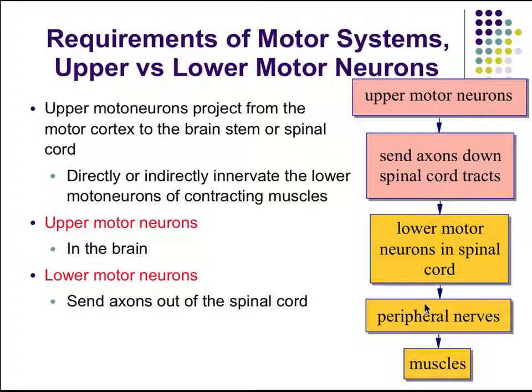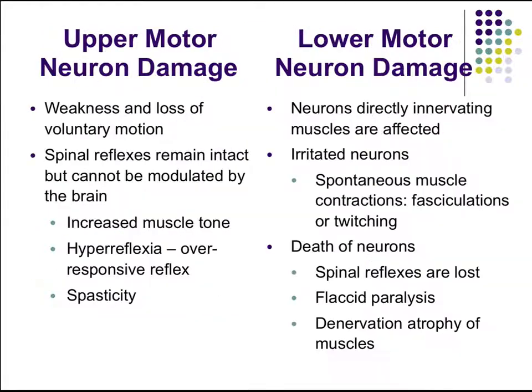Our lower motor neurons, their cell bodies are in the spinal cord, and then they are going to send their axons out the periphery to directly innervate our skeletal muscles. So obviously these neurons are important in getting the message from our brain to our muscles so that we can achieve voluntary movement. So what happens if we damage these neurons? Some of the consequences will be similar, but depending on whether we're talking about our upper or our lower motor neurons, the consequences might be slightly different.